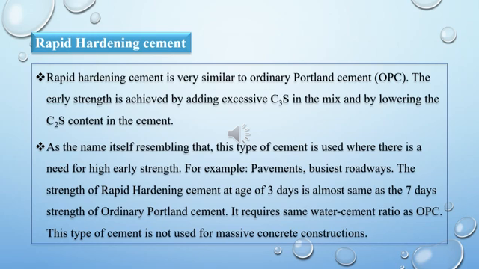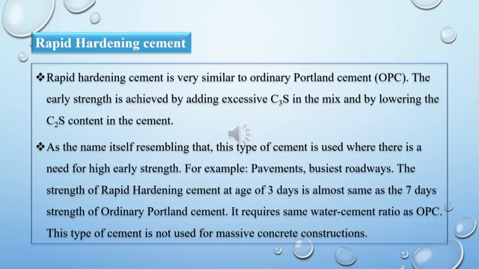Now the next one is rapid hardening cement. Rapid hardening cement is similar to ordinary Portland cement, which is pronounced as OPC. The early strength is achieved by excessive adding of C3S. C3S means tricalcium silicate, which is sulfate resistant in the mixture, and by lowering the C2S, which is dicalcium silicate, and it hydrates rapidly.